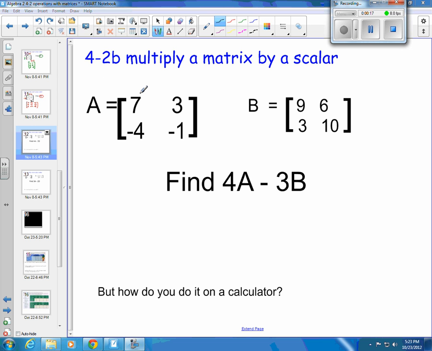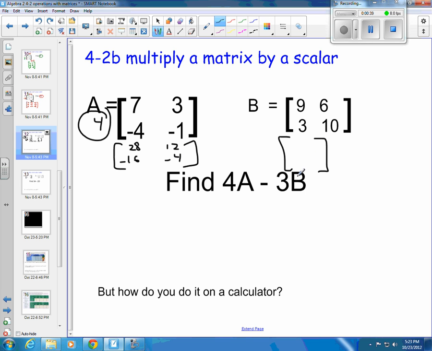what that answer is. So the very first step is to take 4 times matrix A and come out with our resultant matrix. So 4 times matrix A, that's 4 times every element inside that matrix. So that's going to be a 28 here. 4 times 4 is negative 16. 4 times 3 gives me the 12. And 4 times negative 1 is negative 4.